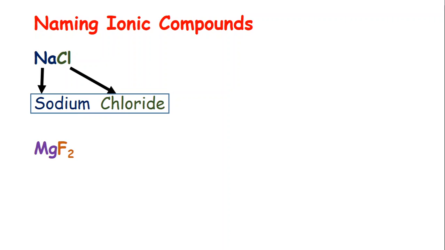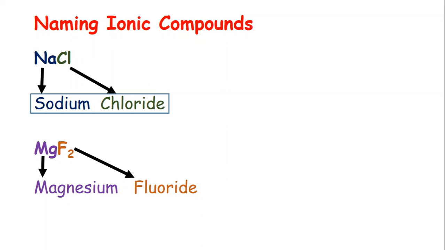The next example we're going to look at is MgF2. Again, we first need to find the name of the element with the symbol Mg, which is magnesium, and then we need to find the element with the symbol F, which is fluorine, but again this name is going to be changed and we get fluoride, so we get the compound magnesium fluoride.